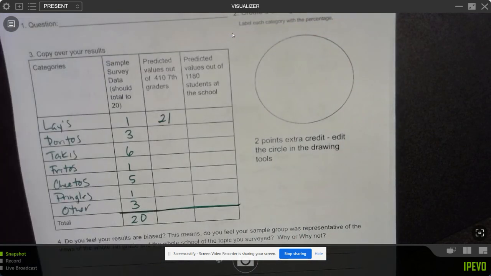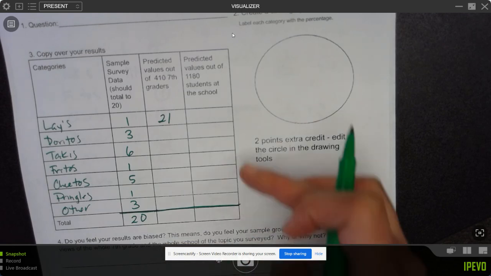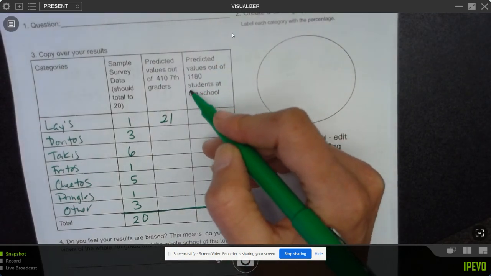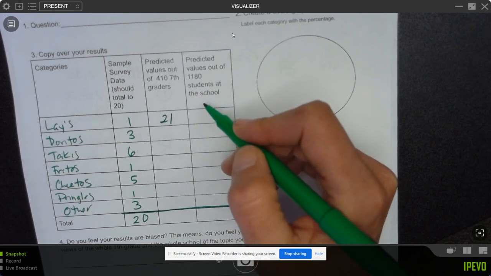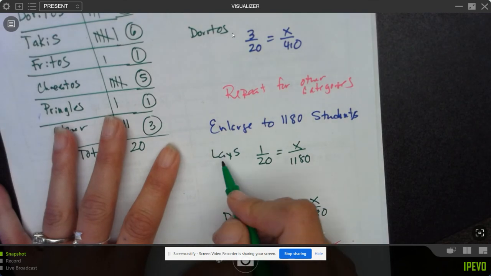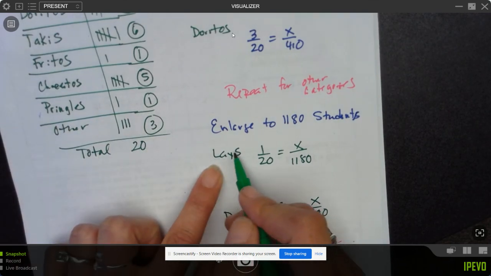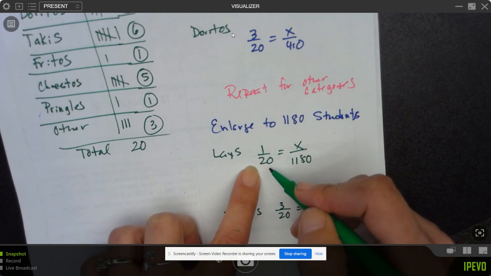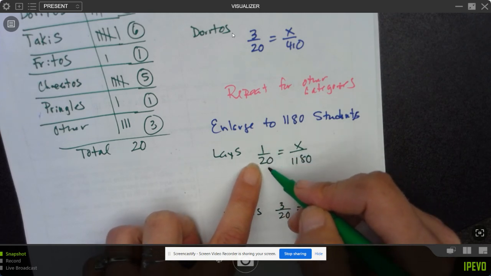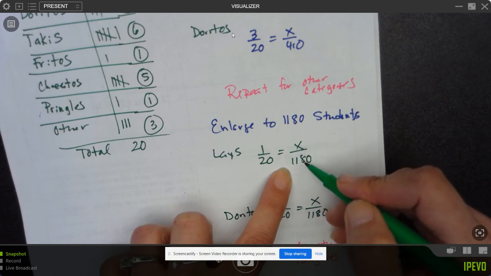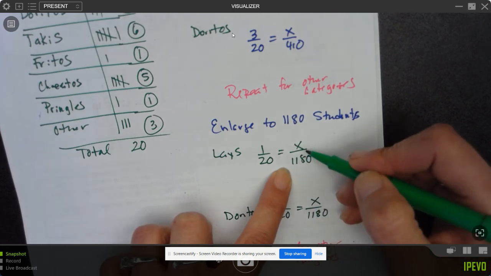So once you finished all 7 of those problems, you're going to need to enlarge it to out of 1,180. That's about the number of students who are at the whole school. So you're setting up a whole new problem. So this is, again, my Lay's category. The fraction of students who like Lay's is still the same. It was still 1 out of 20. I'm just now enlarging it out of 1,180. Notice that the X is going to be on the top today.